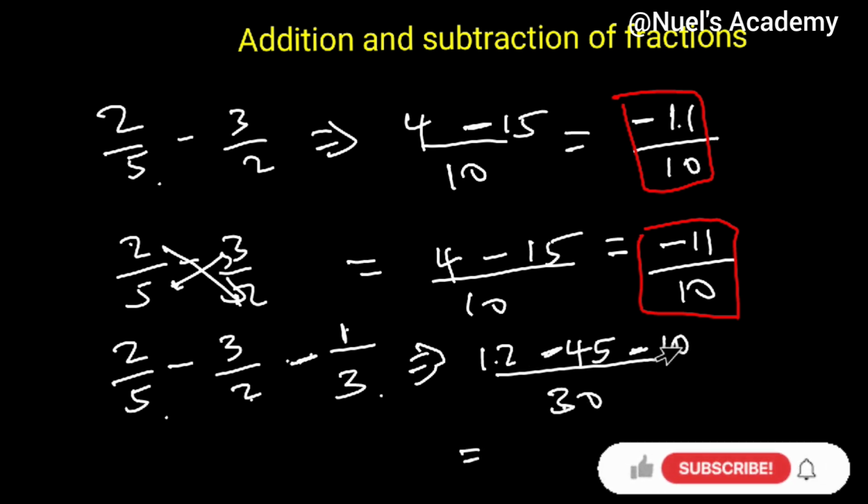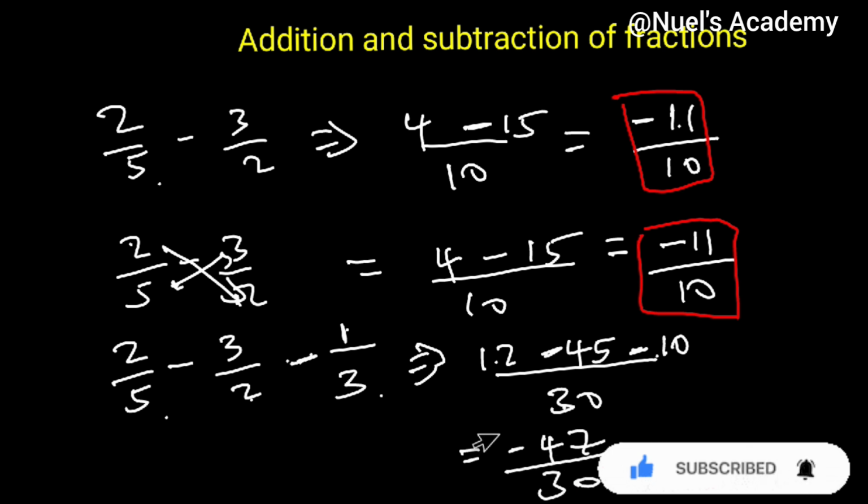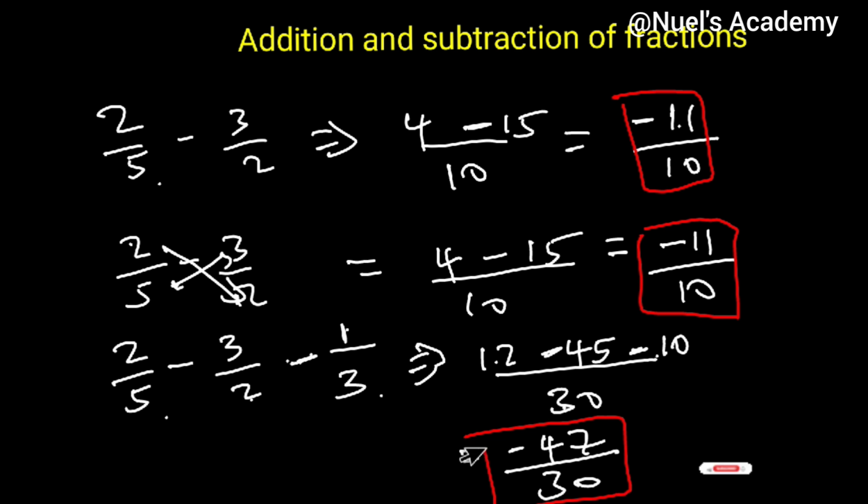Now 12 minus 10 is equal to 2. Right here, 2 minus 45 is minus 43. So this is going to be minus 43 over 30. And so this is our final answer to this one.